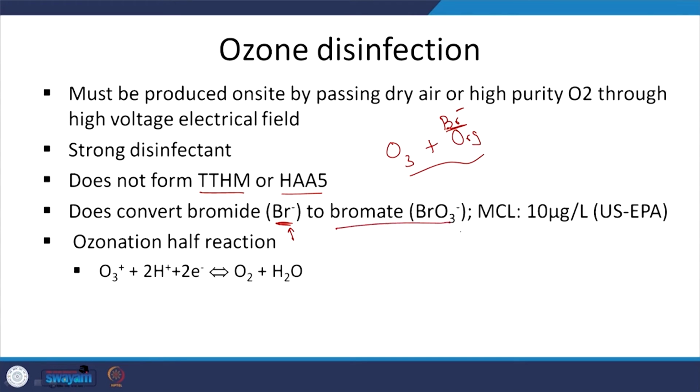But in India, we don't have any standard for this. But again, this is a toxic compound, if not carcinogenic. We can check that. But US EPA does regulate that, and as you see, it regulates it at 10 ppb, which is pretty low. So ozonation, one of the strongest oxidizing agents out there, probably the second strongest. So this is the relevant half reaction, very strong electron acceptor, right?